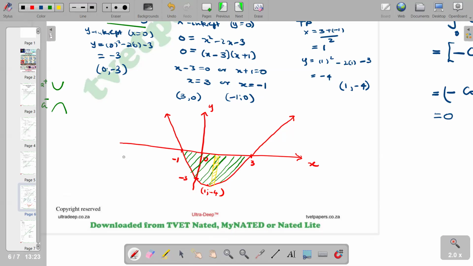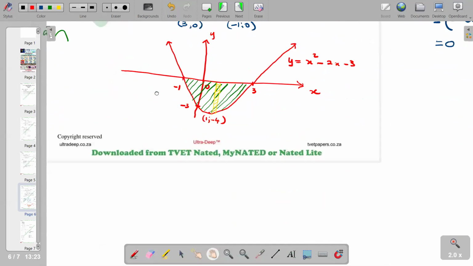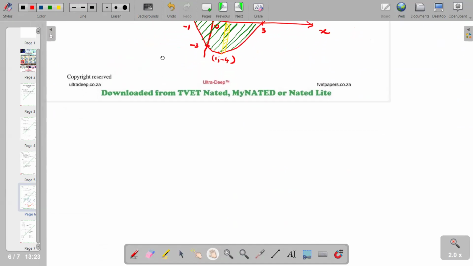Then you are done. And when you sketch a graph, don't forget to label your graph. Your graph is y is equal to x squared minus 2x minus 3, the equation that we were given in the question. We have to always make sure that we show the equation of the graph when we are done.